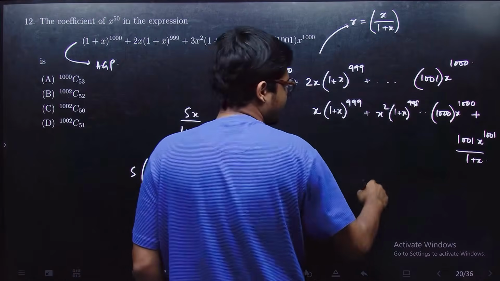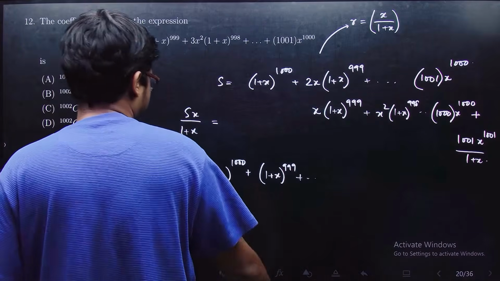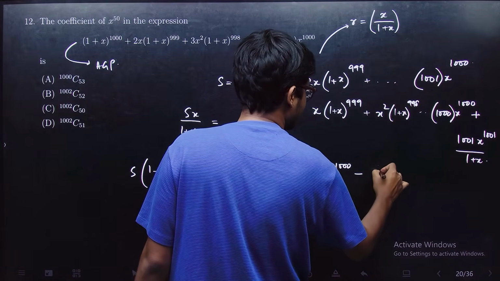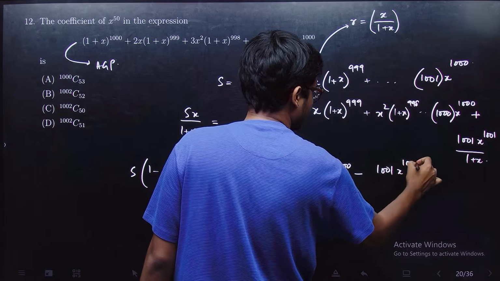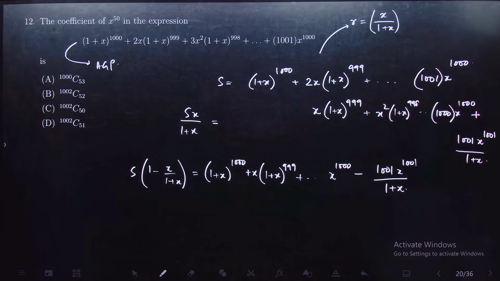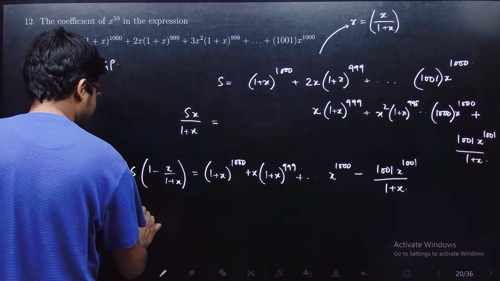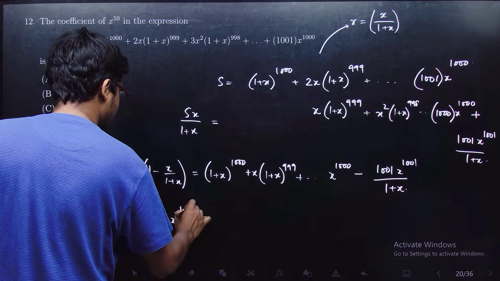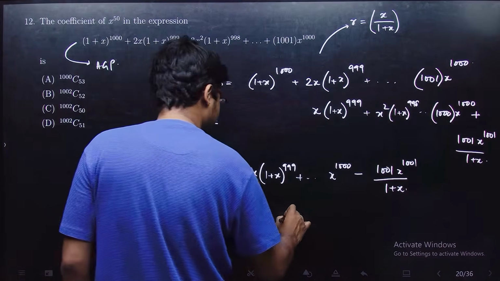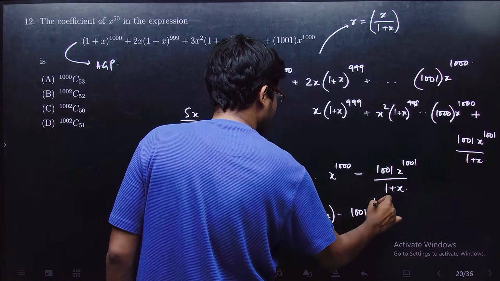All the way till the last one is going to just be, wait 1 second, it's going to be x times this, right? Till x times 1000 minus, okay, fine. Now what I can do is I can multiply both sides by 1 plus x. This will basically turn into 1 plus x minus x is just 1, right? So S is nothing but 1 plus x whole to the power 1001 plus x times 1 plus x whole to the power 1000 all the way till x to the power 1000 times 1 plus x minus 1001 x to the power 1001, right?